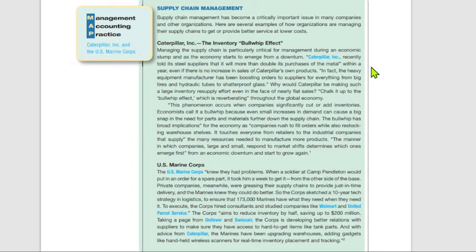Managing the supply chain is particularly critical for management during an economic slump and as the economy starts to emerge from a downturn. So, when we say an economic slump, this is a downturn. Okay, this is a negative connotation of the operations of a particular business. Caterpillar recently told its steel suppliers that it will more than double its purchases of the metal within a year, even if there's no increase in sales.